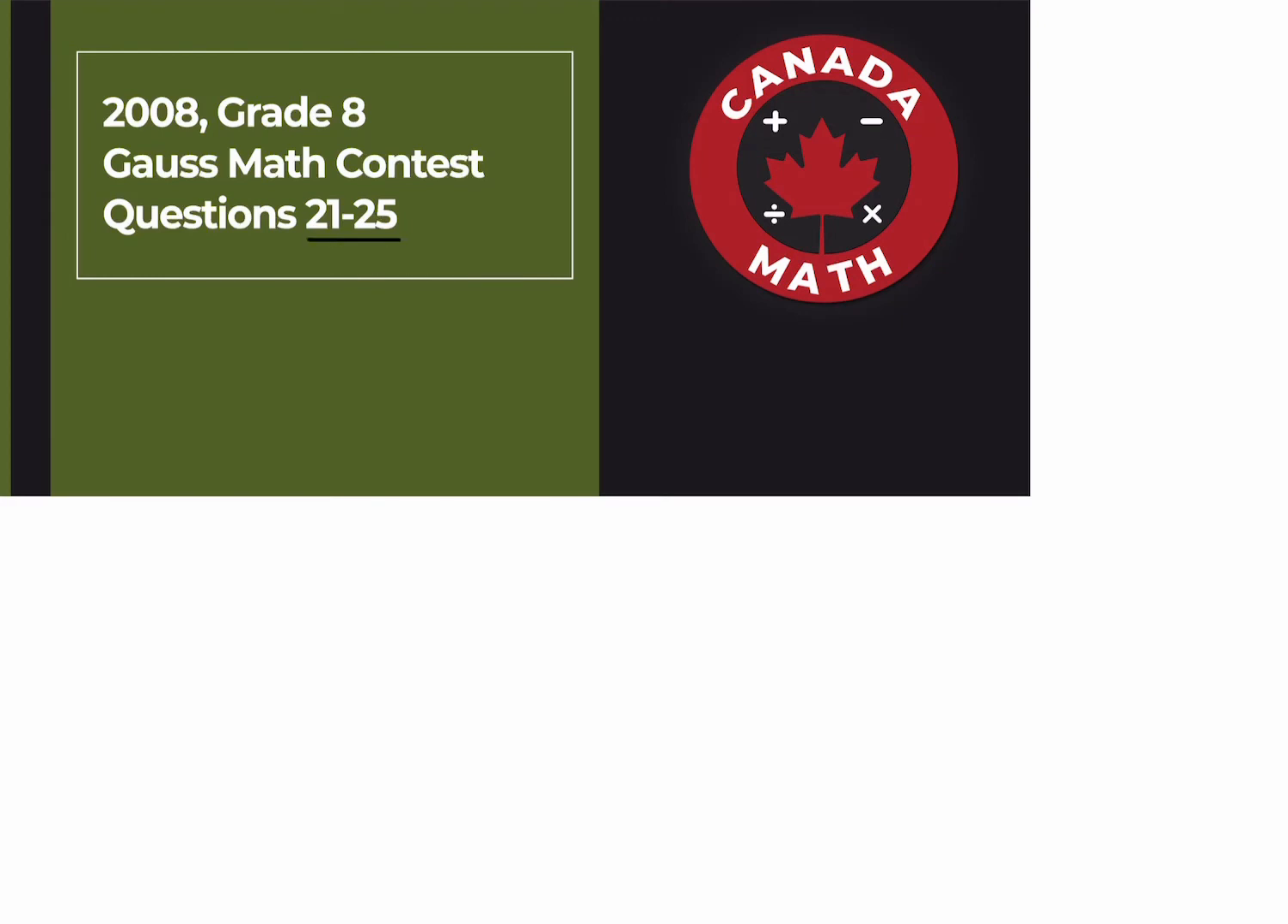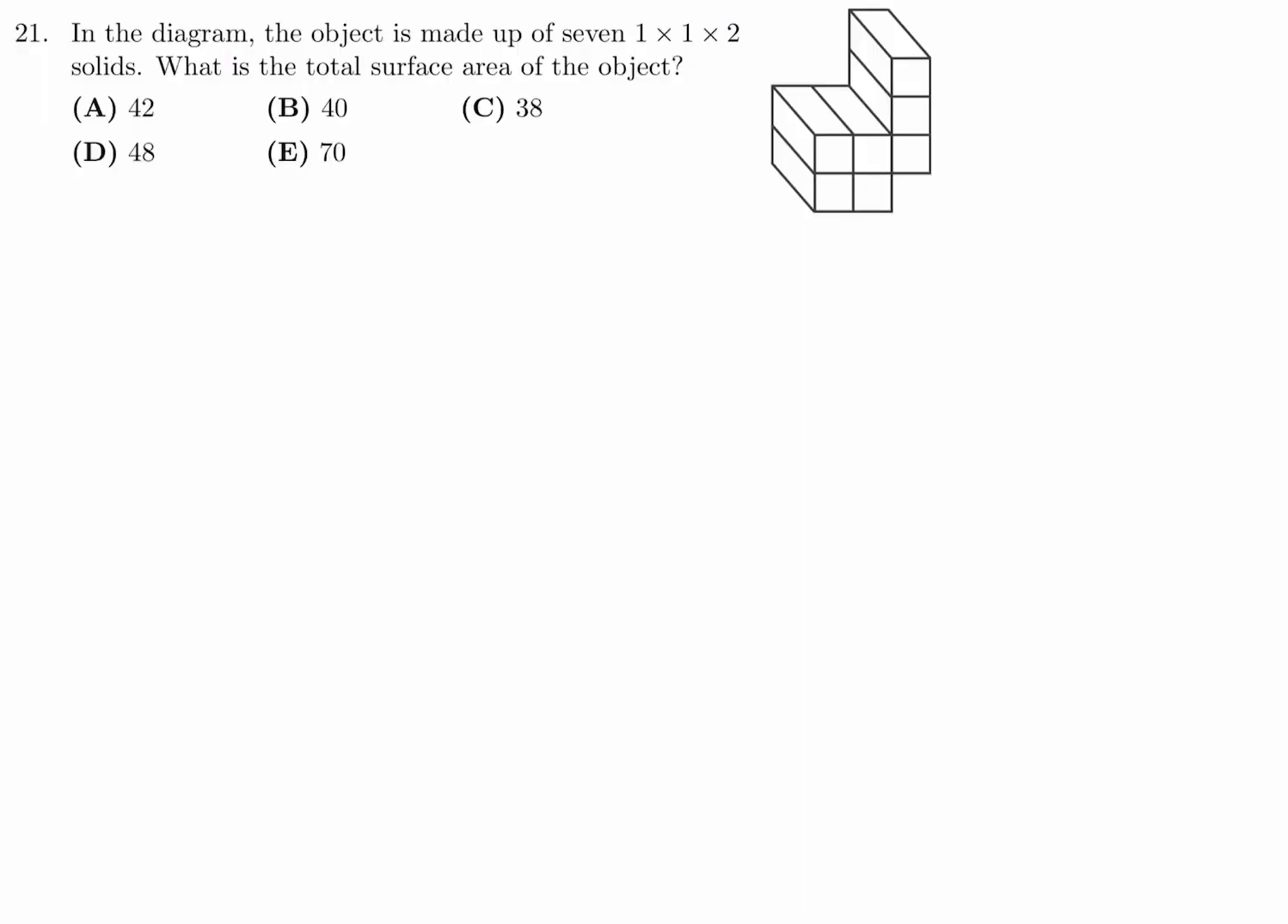Questions 21 through 25 on the 2008 Grade 8 Gauss Math Contest. In the diagram, the object is made up of 7 1 by 1 by 2 solids. What is the total surface area of the object? All right, so we have to figure out what is exposed and what is hidden.